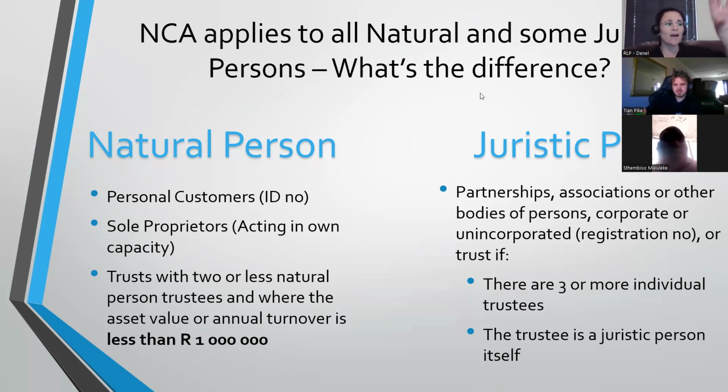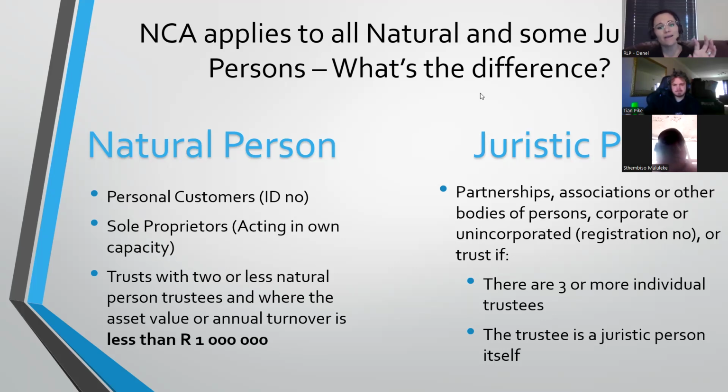There is a person identified as Danelle, and we know that by the fact that I have an ID number. I'm a living, breathing person. That's the one thing that makes me a natural person. But they say a sole proprietor. Do you guys know what a sole proprietor is? They will also be considered a natural person. Why? Because if the sole proprietor is being liquidated, they will take the personal assets of that sole proprietor. That's why they are considered a natural person, okay? Because they are acting in their own capacity.